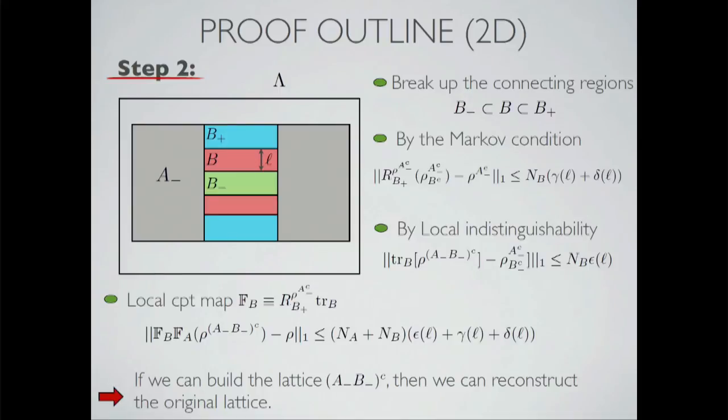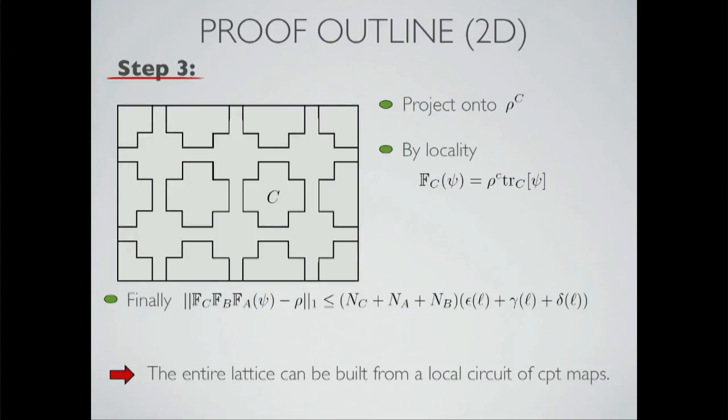And now it tells us that if we're able to construct a Gibbs state on the complement of A minus and B minus, then we're able to reconstruct the entire system. So that already seems helpful. But then in the third step, you realize that the complement of A minus and B minus is a completely disconnected lattice. So these disconnected bits of the lattice can just be prepared by projection, again by a local map.